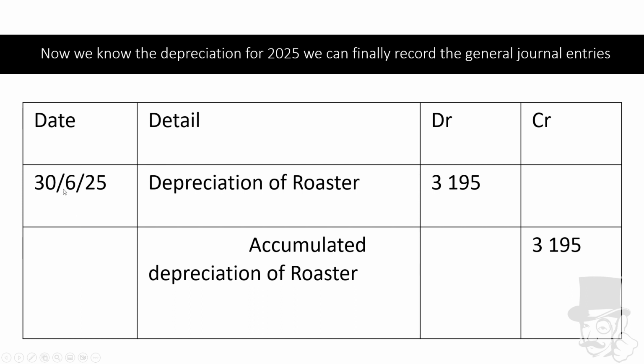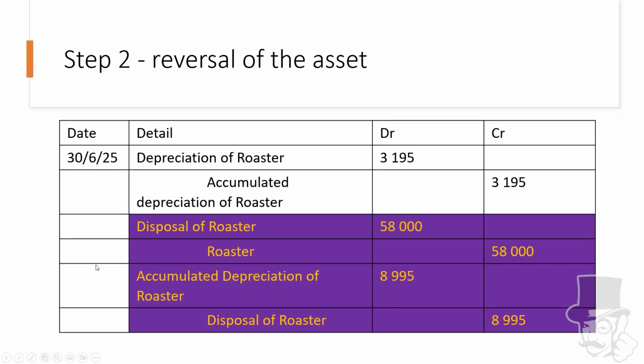Alright, so I reckon this would have caught some students out if this was an exam or SAC question. So just be careful of the cheeky little details that they put sometimes in SACs. Alright, this is what distinguishes those students who get a 50 in this subject. Alright, step 2, the reversal of the asset.